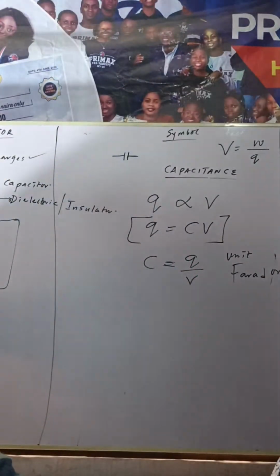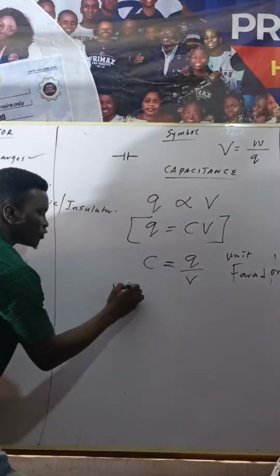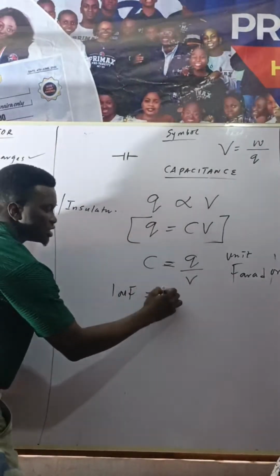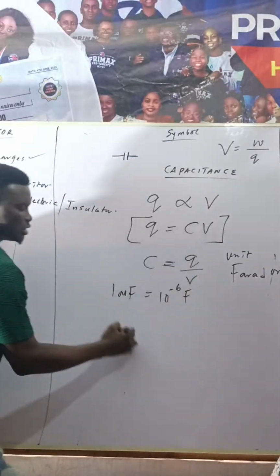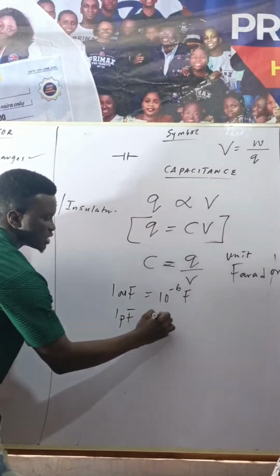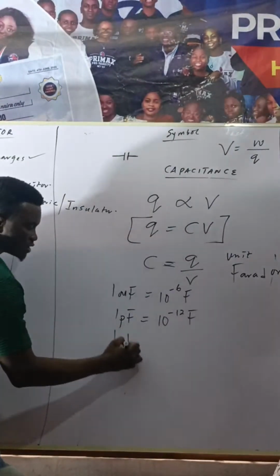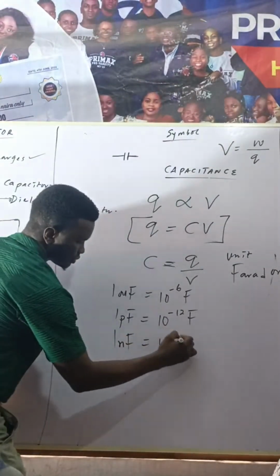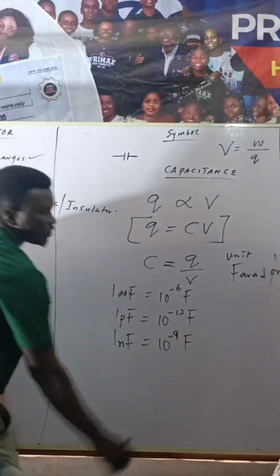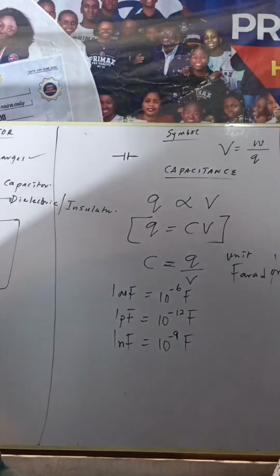And sometimes you can hear 1 microfarad. 1 microfarad is 10 raised to power minus 6 farad. 1 picofarad is the same thing as 10 raised to power minus 12 farad. 1 nanofarad is what? 10 raised to power minus 9 farad. 1 femtofarad is what?